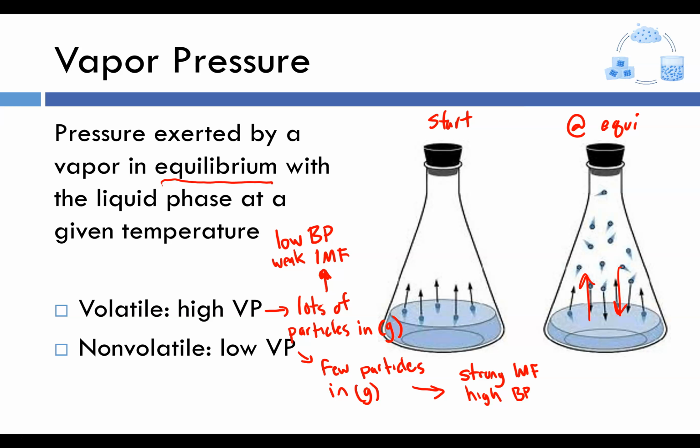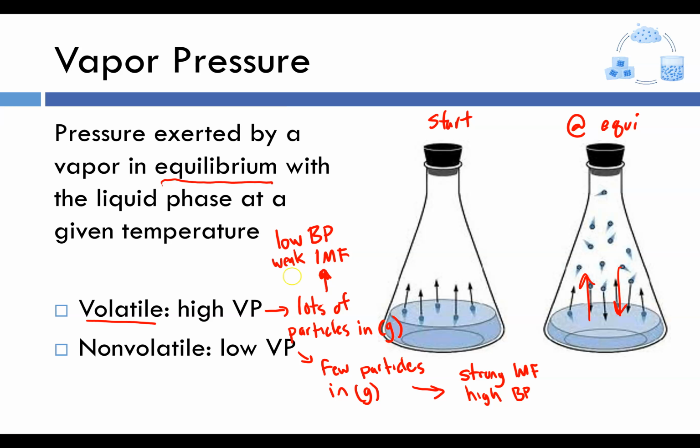So really make that connection between the term volatile with high vapor pressure, lots of particles in the gas phase when equilibrium is established, weak intermolecular forces, low boiling point. And the exact opposite holds true for our non-volatiles. Low vapor pressure, very few particles in the gas phase. As a result, you tend to have high intermolecular forces and a high boiling point.